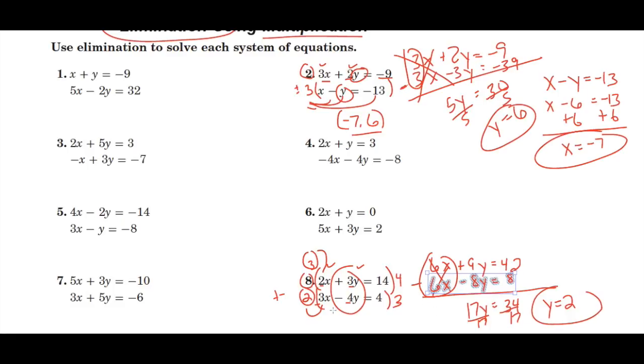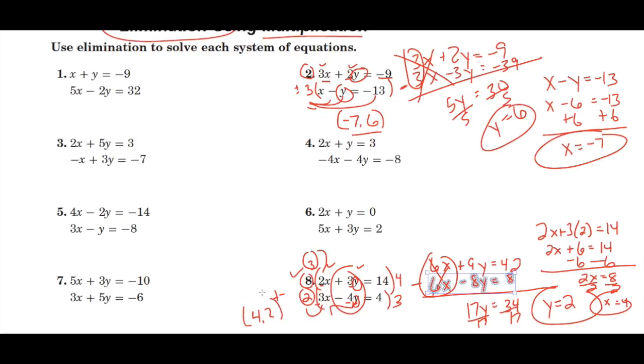If y is 2, I can plug it back into either equation for y. I'm going to choose the first one. So that's 2x plus 3y, y is 2, equals 14. And then 2x plus 6 equals 14, minus 6, 2x equals 8. Divide by 2, x equals 4. So the solution to the system of equations for number 8 is 4, 2. The ordered pair 4, 2 satisfies both equations, and that's where they would cross.